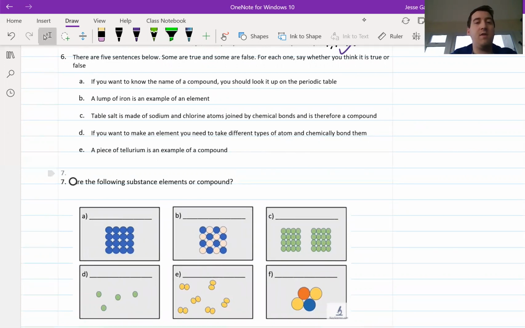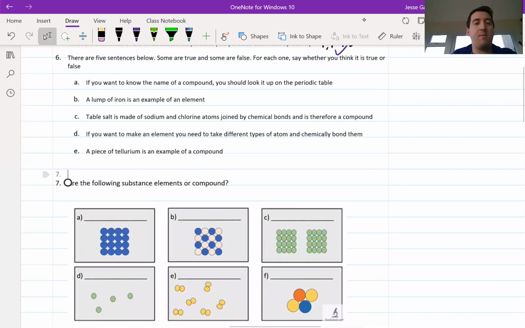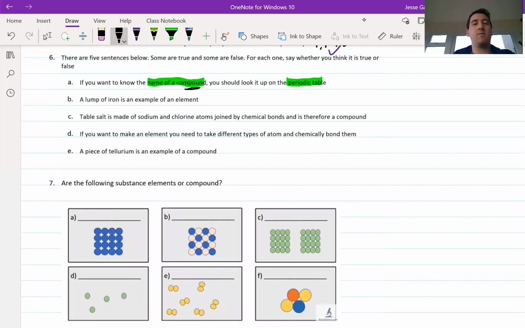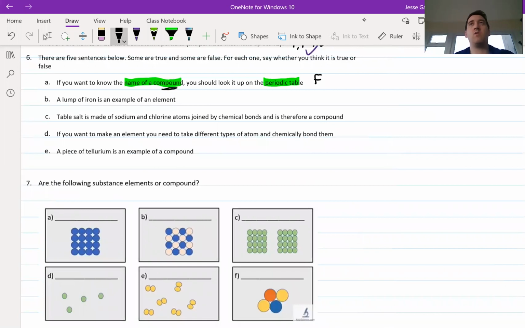So the first one: if you want to know the name of a compound, you should look it up on the periodic table. Is that true? Would I find the name of a compound on the periodic table? Well, I've already told you that the periodic table is a list of the elements. So if I want to know the name of a compound, I'm not going to find it on the periodic table. So this is false. I wouldn't find compounds named on the periodic table. I only find elements. So that's how you do it.